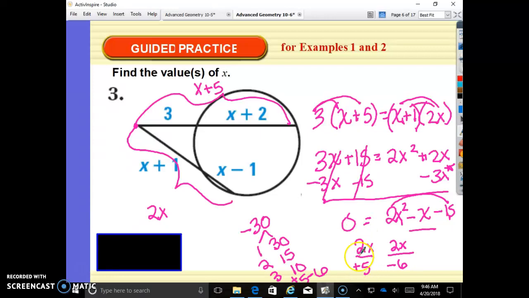Reduce if possible. Do 2 and 5 reduce? No. 2 and 6. Does anything go into 2 and 6? 2 goes into 2 once, and 2 goes into 6 3 times. So when I rewrite this, I'm going to rewrite it up here where I have more room. I'd have 2x plus 5 and x minus 3. You guys see how I did that? 2x plus 5, x minus 3.